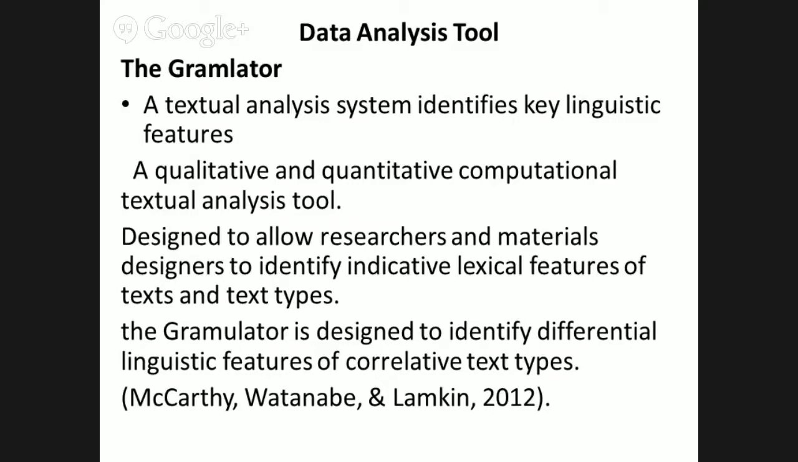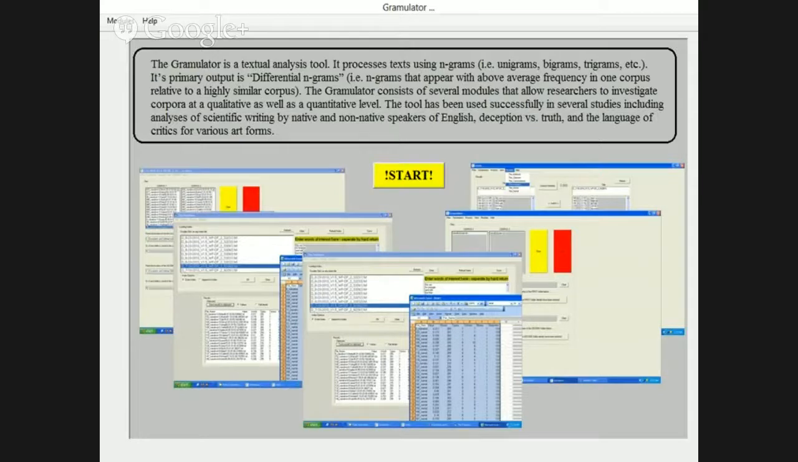The Grammulator is a textual analysis system that identifies key linguistic features. It's software where you can upload any text, and you ask for different tools incorporated within the system, and you can make different types of analysis, qualitative or quantitative. It is designed to allow researchers and material designers to identify indicative lexical features of texts and text types. Grammulator is designed to identify differential linguistic features of correlative text types. So it can indicate differential or typical features, and you can see the differences or the similarities between the texts. This is the Grammulator, how it looks, and just after the presentation, I'm going to take 5 minutes to run the actual tool to see how it works.